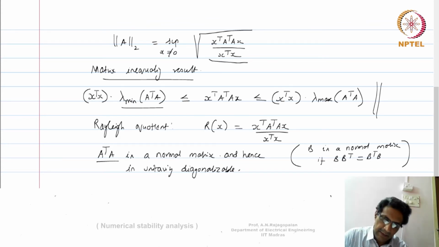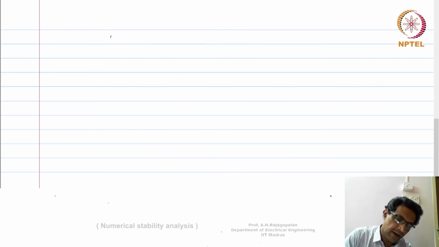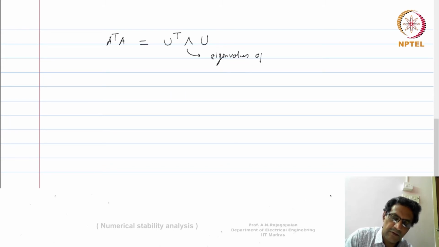Okay, unitarily diagonalizable. Now what does that mean? That means that A transpose A can be written in terms of a unitary transform as U transpose diagonal U. That is, the diagonal contains the eigenvalues of, remember, A transpose A, not A. Eigenvalues of A transpose A.